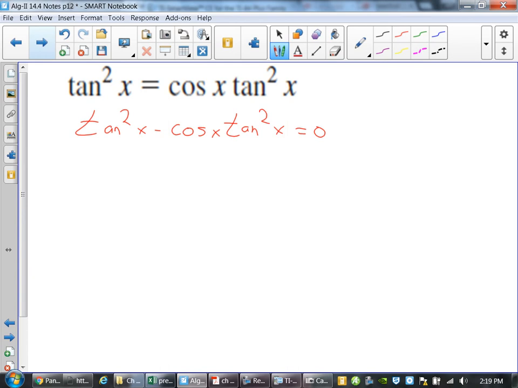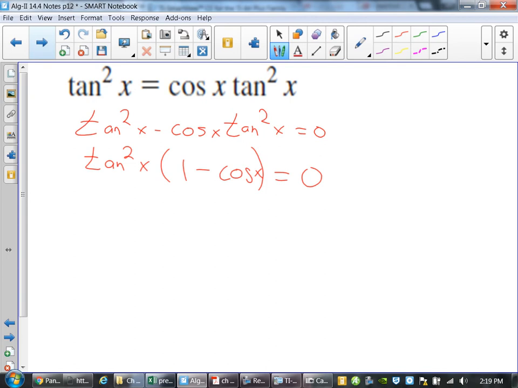And what's the first rule of factoring? What do they have in common? Tangent squared. If you factor out a tangent squared, you get 1 minus cosine x. And now you're at the idea, right?